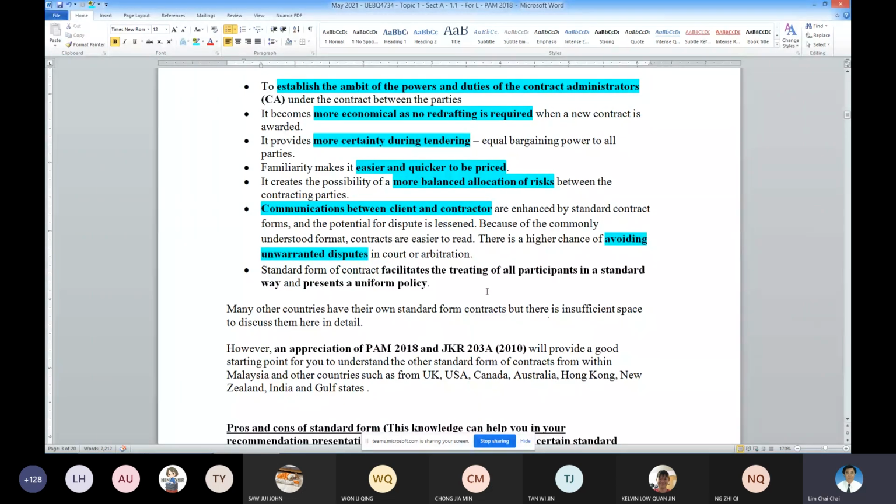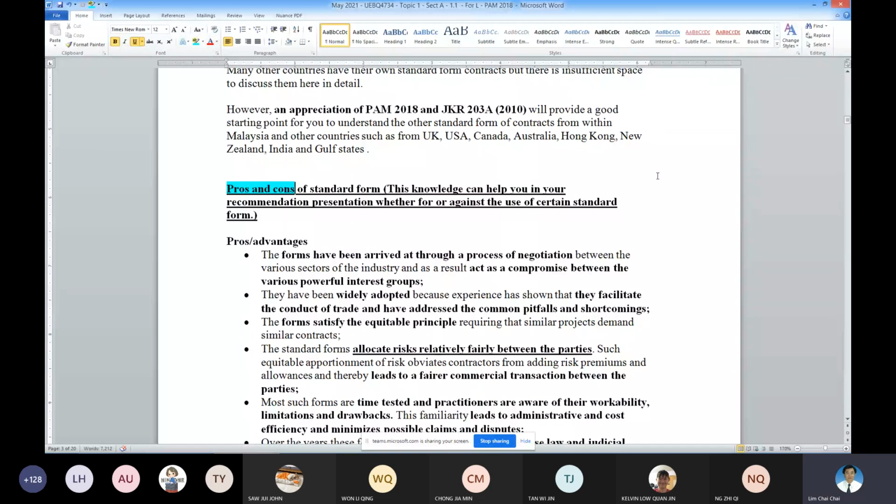Okay. Yeah. And lastly, the standard form treats all the participants, that means the contracting parties, okay, in a uniform manner because they are consistent. So these are the needs for standard forms. Okay. So the next area you need to look into will be the pros and cons of using the standard form. Okay. So these are the advantages, the pros. So what are they?